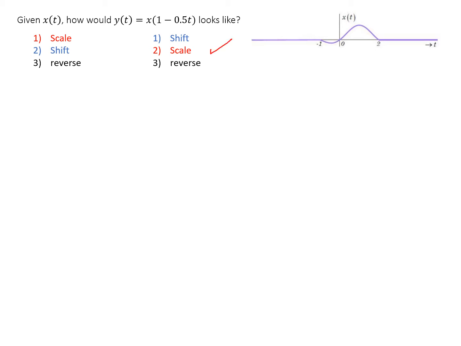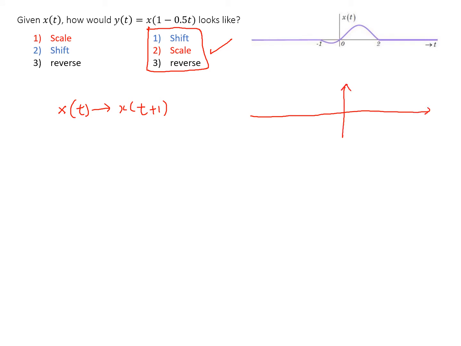So I will now show you how we solve these questions by doing shifting first, then scaling, and then reversing. The first step is to shift. From x(t), we are going to shift to x(t+1). This is very straightforward. On the time axis, everything will just shift to the left by one time instant. So this will be -1, this is 1, and this -2, and the signal will become this.